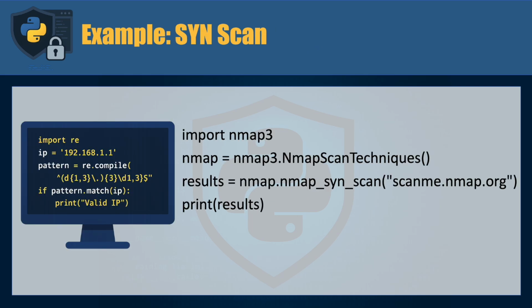Here's a basic example of performing a SYN scan against scanme.nmap.org using the Python 3 Nmap module. This creates a scanner object on the second line here. So we import nmap3, then we create an nmap object by calling nmap3.NmapScanTechniques, which gives us access to various scanning techniques. And then we can call the nmap SYN scan, passing in scanme.nmap.org to that function and print the results.